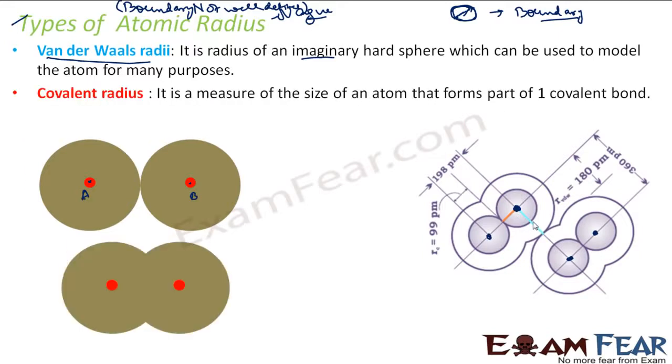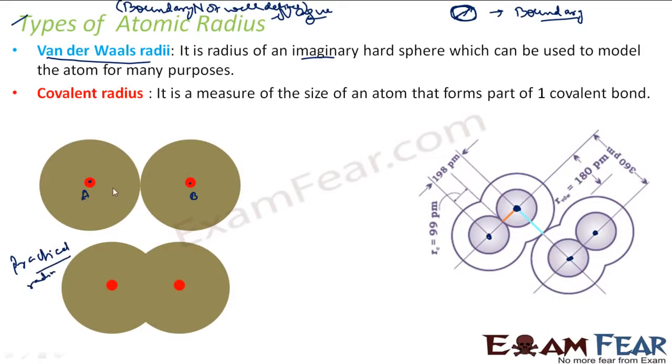Sometimes we also find the covalent radius. So in covalent, in most cases the orbitals overlap, right? So instead of this much distance, the atom is actually at this distance. This is actually the most practical radius.